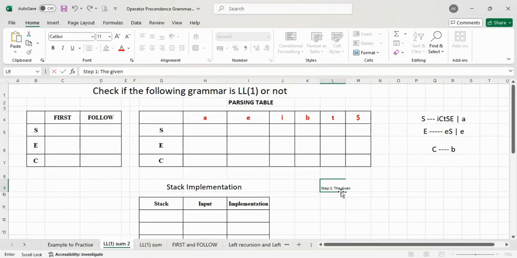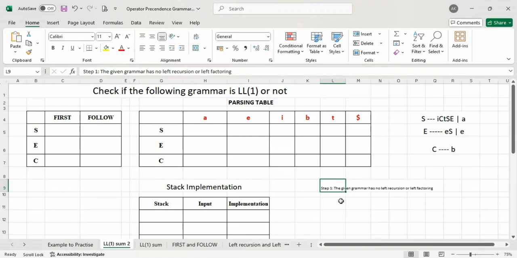The given grammar has no left recursion or left factoring. This can be written in your answer paper because every step carries a mark when you're solving. So make sure you're writing this in your answer paper.